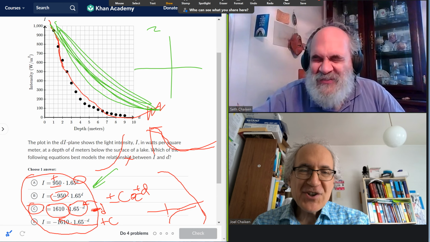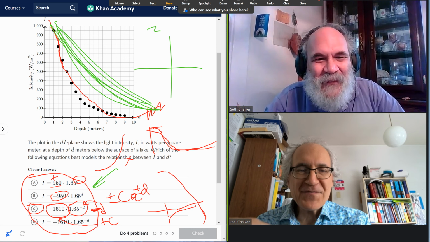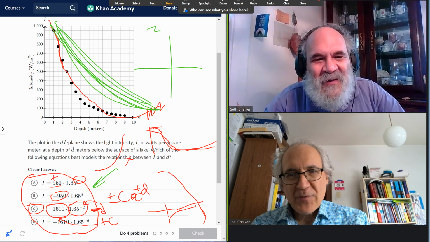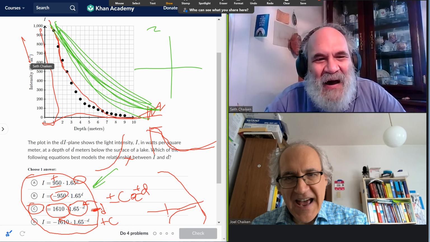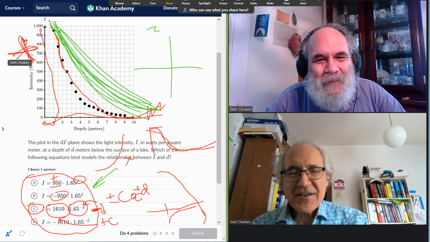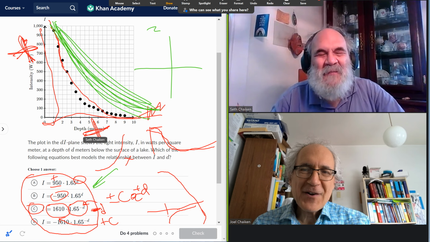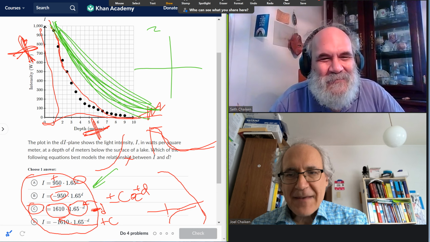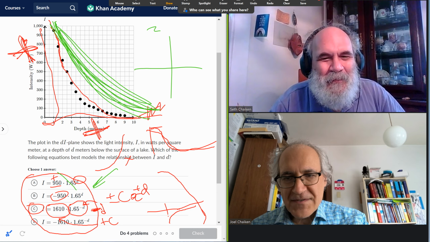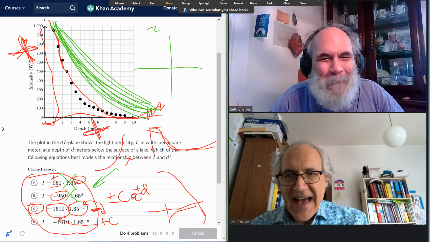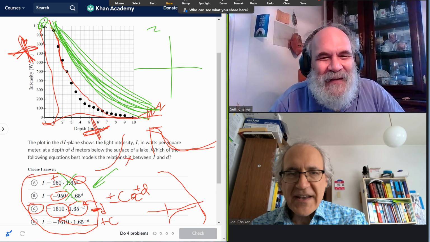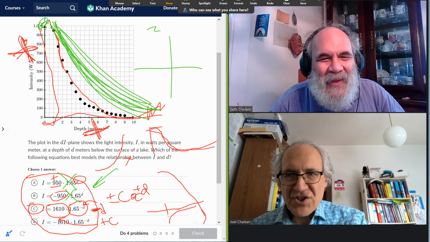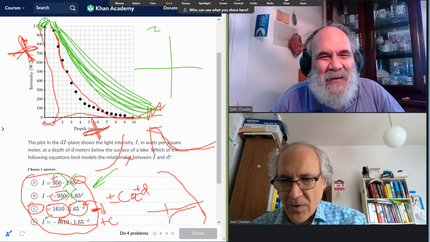If you have a graph in the first quadrant, which this is, and it's going down, positive. That means that the exponent's got to be negative. So you cross these two off. And it's got a positive y-intercept because it starts here. The only one with a positive y-intercept.